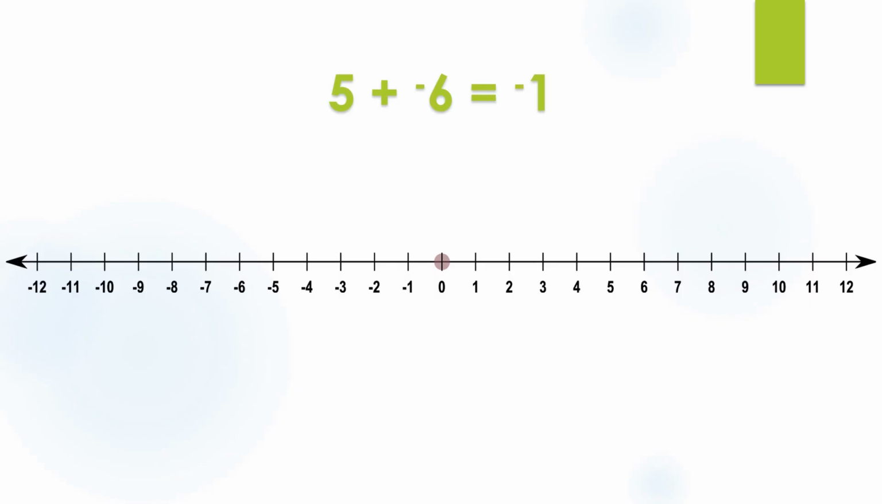Again, we're going to start with our positive 5 right here on the number line. And then we're going to go negative 6. So we have to go to the left because that's where the negative numbers are. So from 5, we go 1, 2, 3, 4, 5, 6 numbers. And where we're at is negative 1.